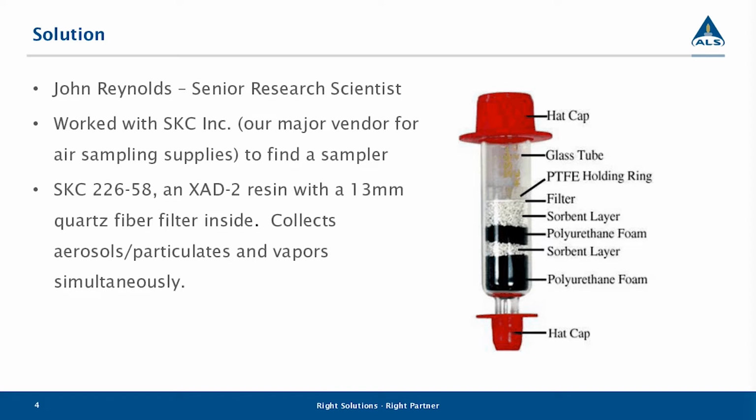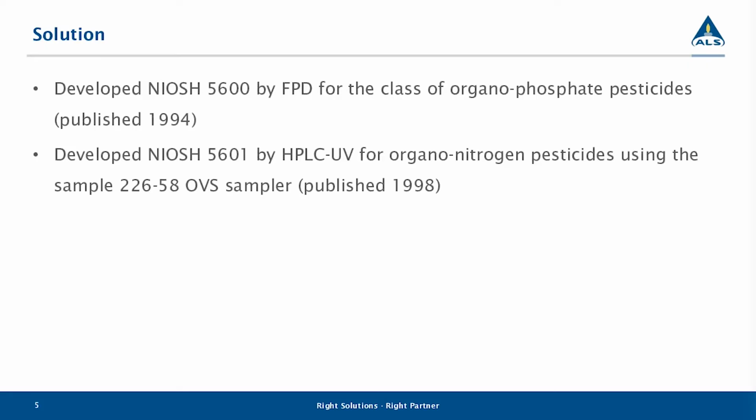Once we had come to a consensus about this sampler we wanted to use, we worked on developing a couple of methods that would be more of an umbrella method. We worked on NIOSH 5600, which is run by a type of phosphorus detector. We published that through NIOSH in '94. We worked on NIOSH 5601, which was developed for HPLC UV for a nitrogen class pesticide. So at first we were targeting phosphate-based, nitrogen-based. These are all using the same sampler. It was published in '98.